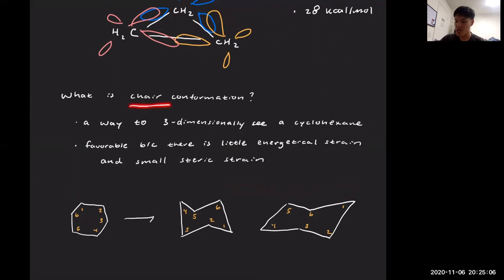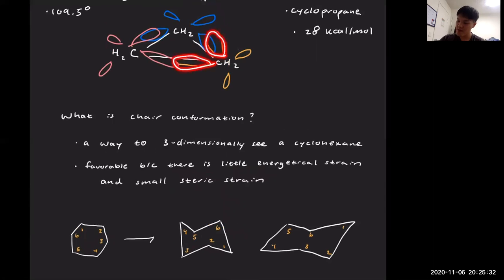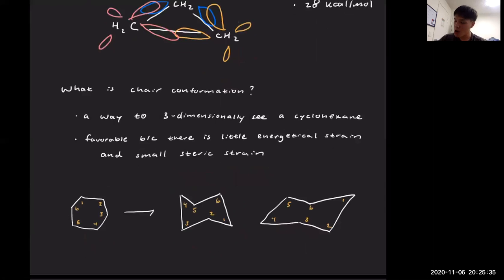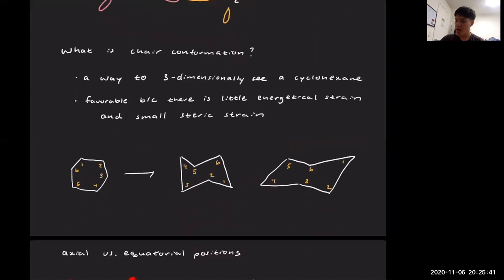So a chair conformation is a way to 3-dimensionally see a cyclohexane. You can tell how this molecule doesn't really help me see 3-dimensionally what it looks like, right? And we draw it this way, not only so we can see it in 3D, but actually this conformation gives you the least steric strain, steric meaning the groups coming off of it, the steric hindrance, and it also gives you the least energetic strain. So it's actually the most stable conformation. You can see how I drew one chair here and then another chair here, and we'll get to that later on.